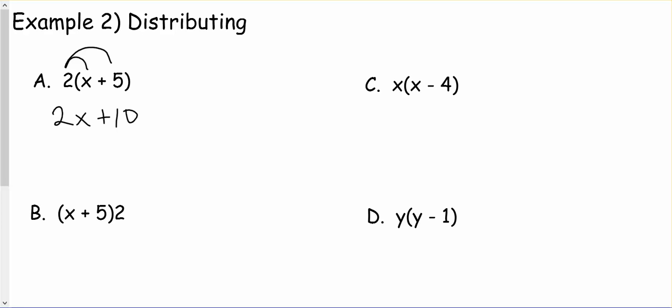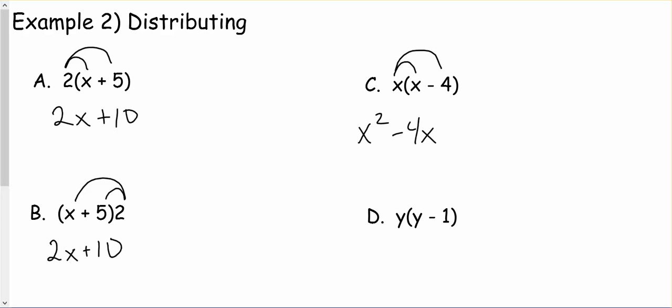If our number on the outside is on the other side, it doesn't make any difference to what we would do. We would still multiply 2 times x and get 2x, and 2 times 5 to get 10. Multiplying x times x, we get x squared. And multiplying x times negative 4, we would get negative 4x. Multiplying y times y, we'd get y squared. And y times negative 1, we would get negative 1y.